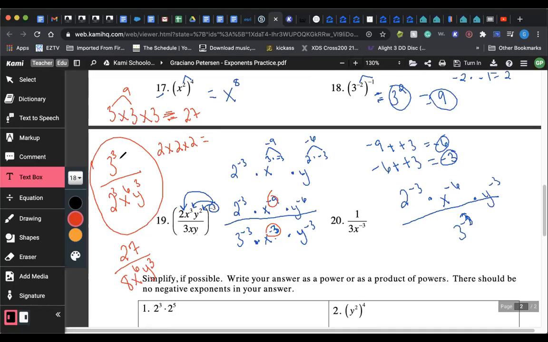So this is an acceptable answer. 3 cubed over 2 cubed x to the 6 y cubed, right? That's totally fine. Or you can write it out with the numbers figured out. So it's 27 over 8x to the 6 y cubed.